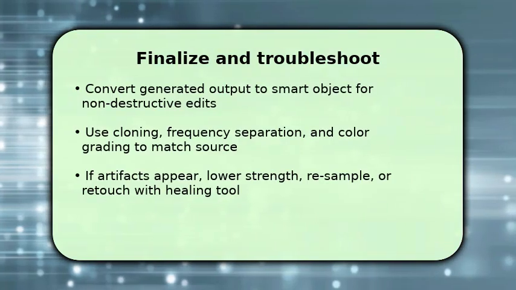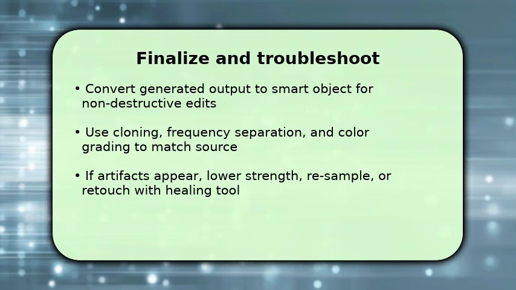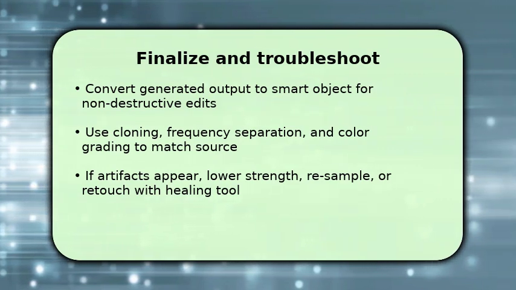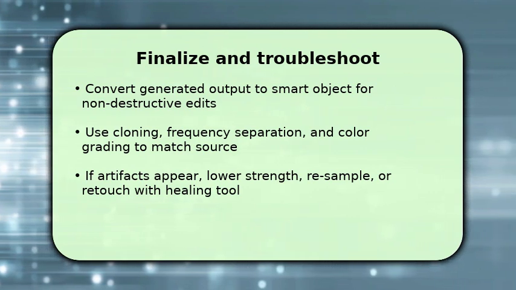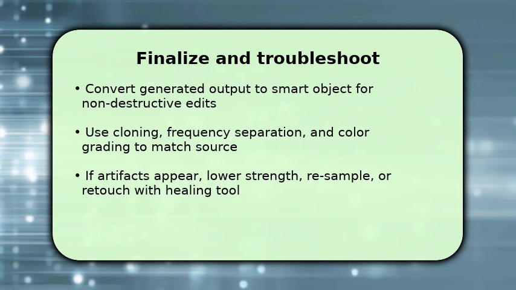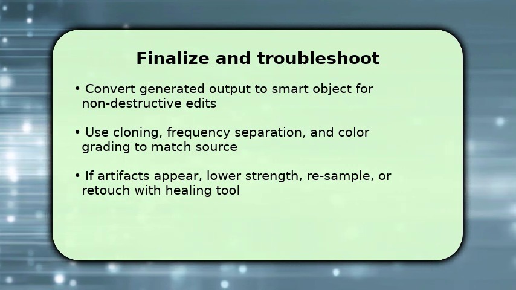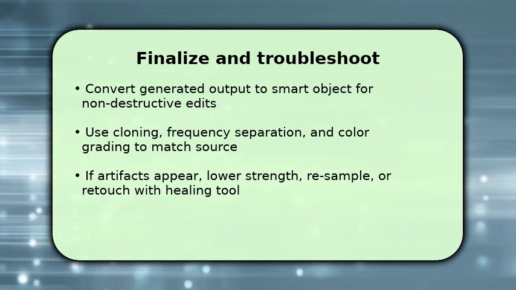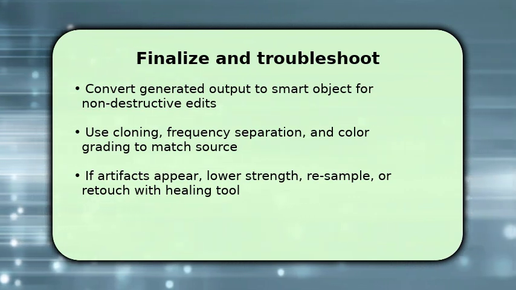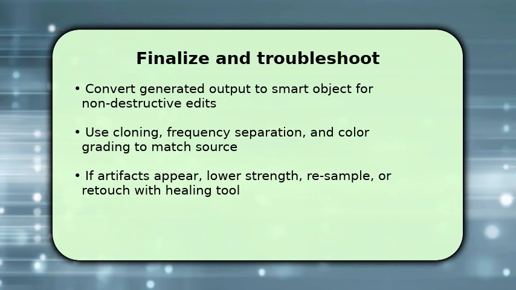You finalize by converting the generative layer into a smart object and then perform color grading, dodge/burn, and frequency separation to match details and grain. Make final retouches with the healing brush, clone stamp, and selective Gaussian blur so edges integrate naturally. Export in the needed format and save layered PSD for future changes.